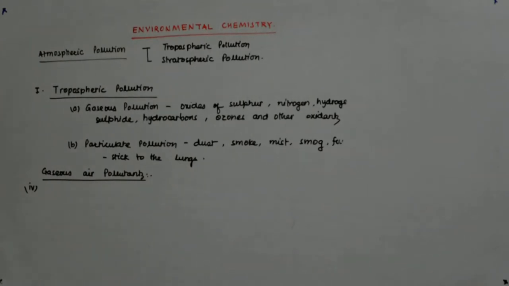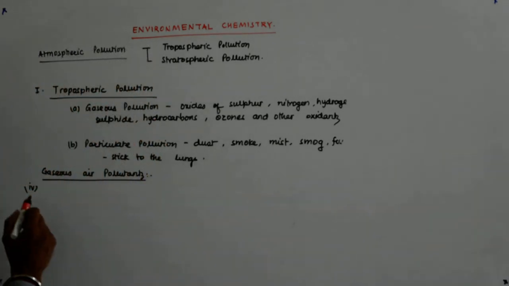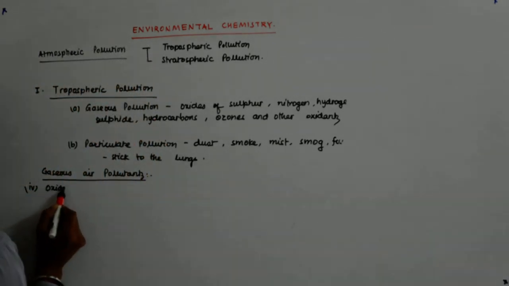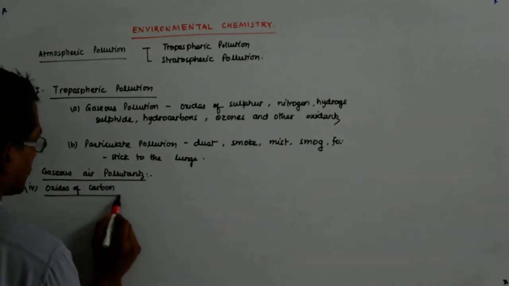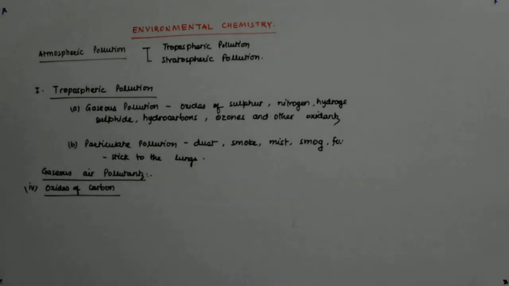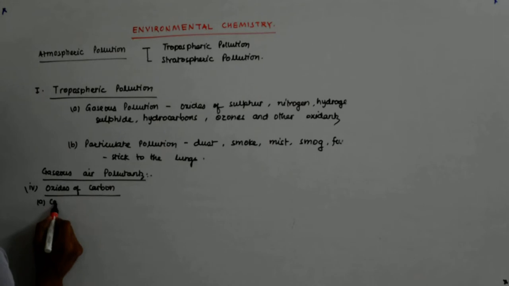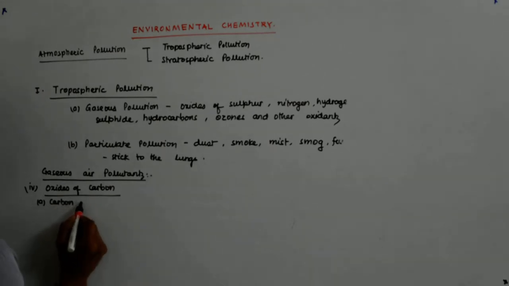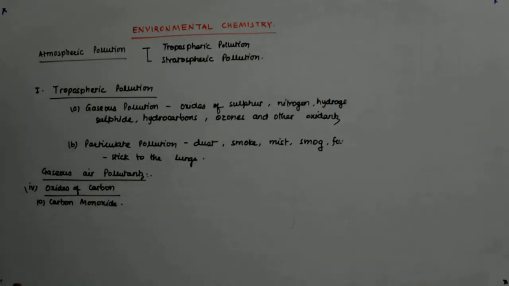Now we come to another pollutant, that is the oxides of carbon. And out of them, one of the most terrific is the carbon monoxide. Okay, now what is the source of it?